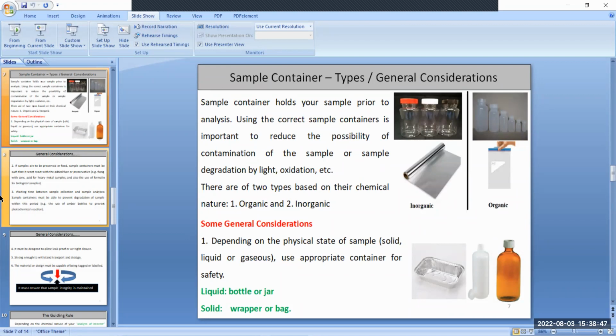So now for liquid, you can use a bottle, you can use a jar, and then for solid, you can use wrappers, maybe like aluminum foil, or you can use bags.